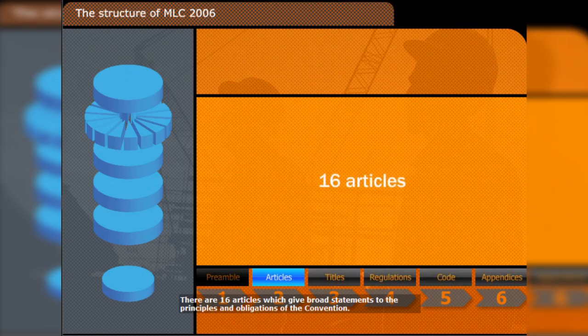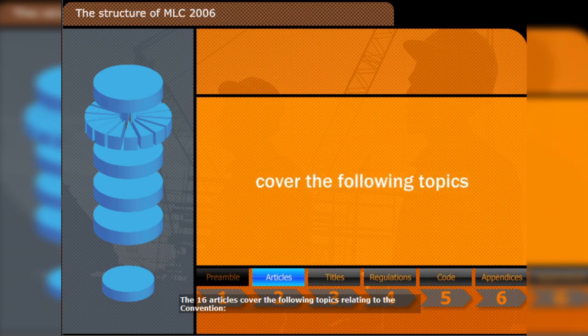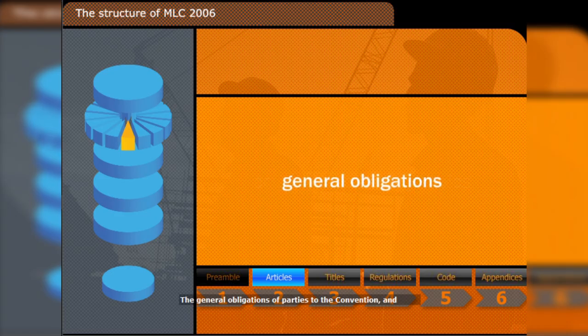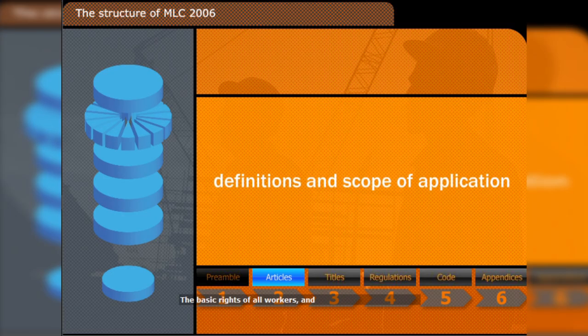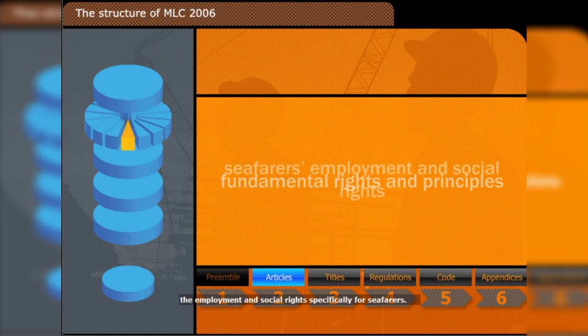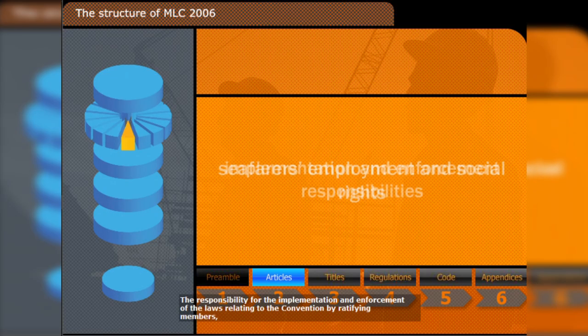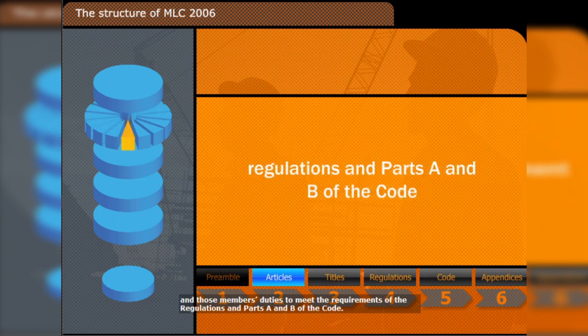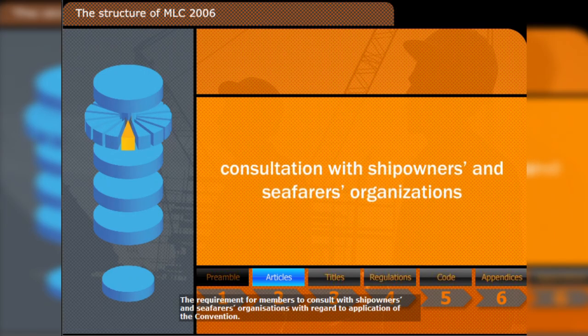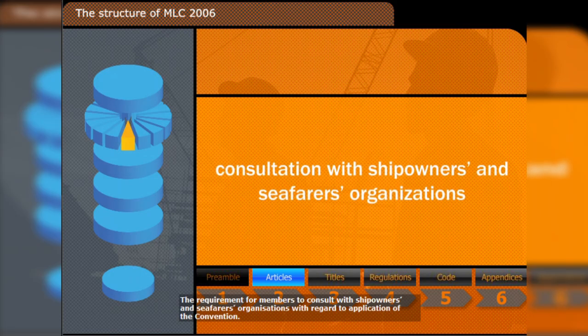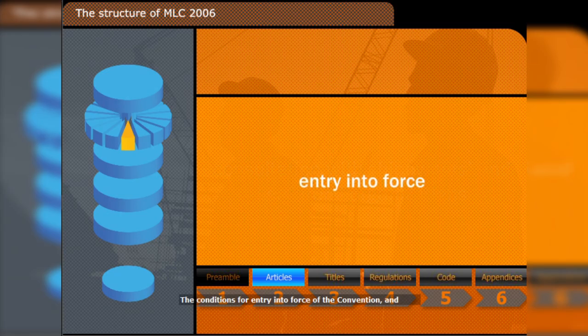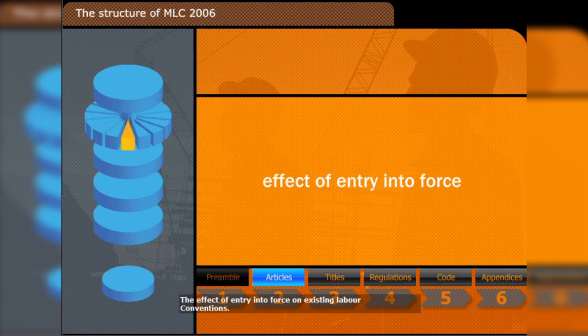There are 16 articles which give broad statements of the principles and obligations of the Convention. The 16 articles cover the following topics relating to the Convention: the general obligations of parties to the Convention, the definitions and scope of application of the Convention, the basic rights of all workers, and the employment and social rights specifically for seafarers, the responsibility for the implementation and enforcement of the laws relating to the Convention by ratifying members, and those members' duties to meet the requirements of the regulations and Parts A and B of the Code, the requirement for members to consult with shipowners and seafarers' organisations with regard to application of the Convention, the conditions for entry into force of the Convention, and the conditions for denouncing the Code once it has been ratified by the member, the effect of entry into force on existing labour conventions.